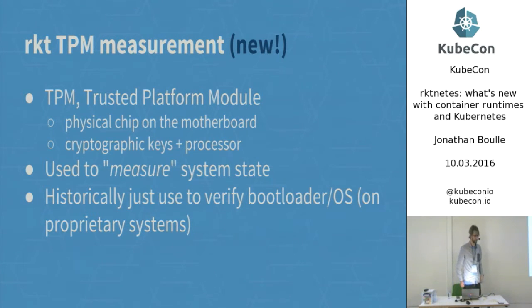A couple of the features that we've added recently to Rocket. One of them is called TPM measurement. So the TPM, for those of you who aren't familiar, is a hardware chip on some modern motherboards that contains some cryptographic keys, can do some cryptographic operations, and allows you to measure the state of code that executes on the system. Historically, it was primarily used to check the boot process, so for example, verify what bootloader and OS are actually running.